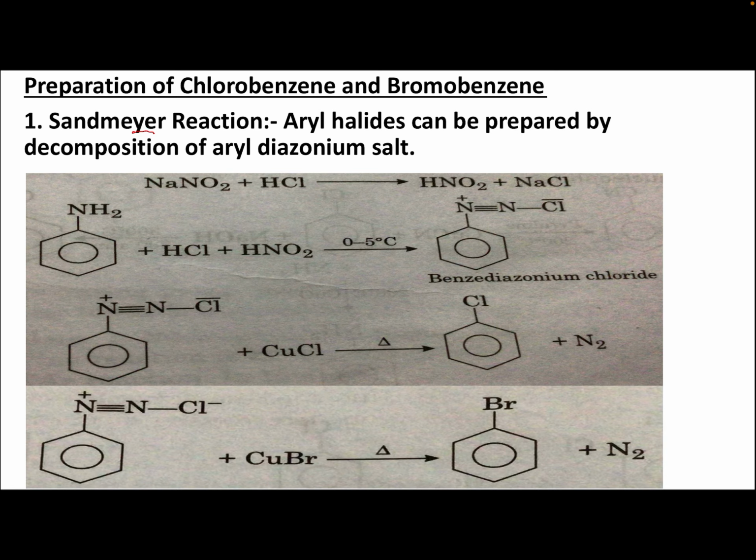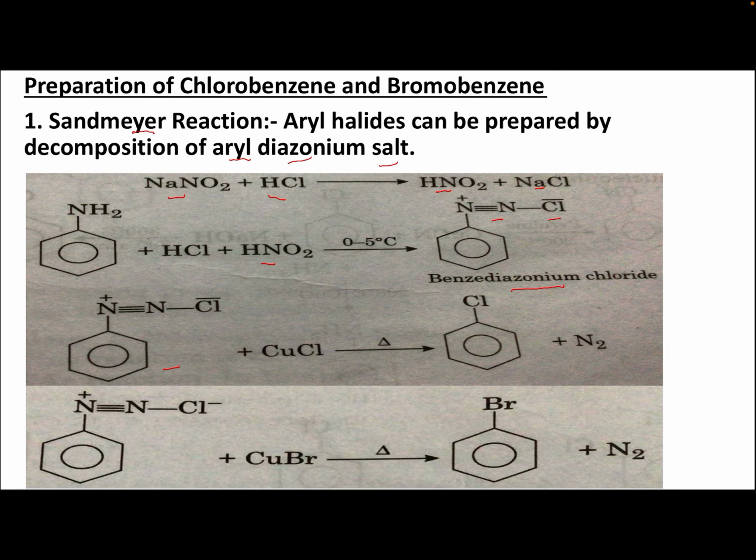In the Sandmeyer reaction, aryl halides can be prepared by decomposition of aryl diazonium salt. First of all, how will you prepare aryl diazonium salt? Sodium nitrite and HCl at low temperature give nitrous acid and NaCl. When aniline reacts with this nitrous acid, you get benzene diazonium chloride, with the N triple bond N azo group on the benzene ring and this chloride.